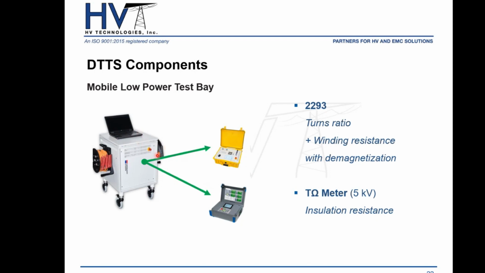This is where you will run your turns ratio and winding resistance, and also your insulation resistance. For those who are familiar with Haefely's 2293, basically that's what we have inside this low power test bay. So if you're familiar, you know that the 2293 is a one-time connection setup. Basically you connect your high voltage leads and your low voltage leads, and you can run both tests without having to do any changes in connections.